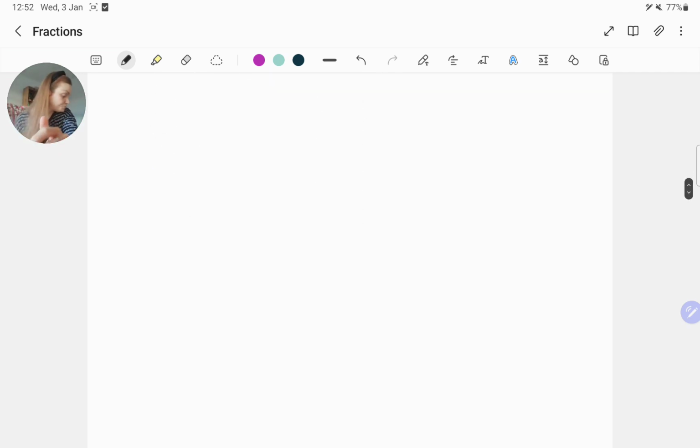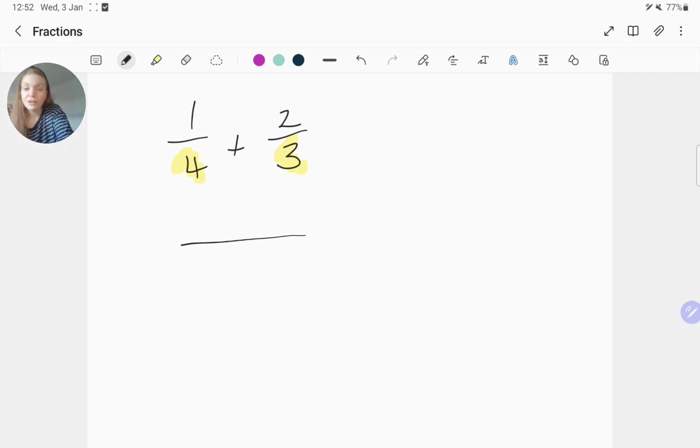Okay, let's do another one. Best way to learn maths is through doing. 1/4 plus 2/3. Again, we need to find a common denominator. So we want a number that both 4 and 3 divide evenly into. So I'm going to go with 12, okay? There are probably others like 36, 4 9s and 3 12s, but I just am going with 12 because it's smaller and it's just easier.